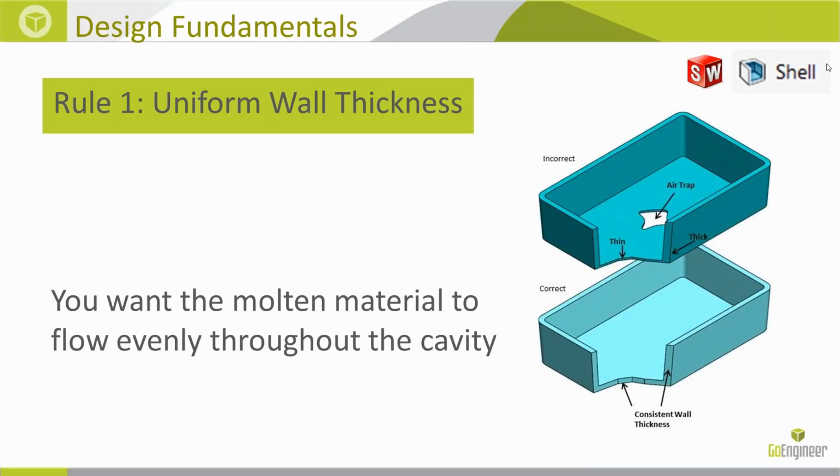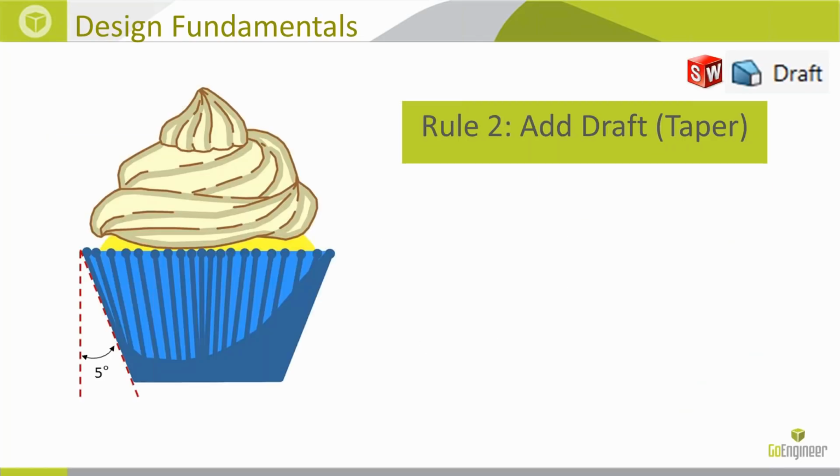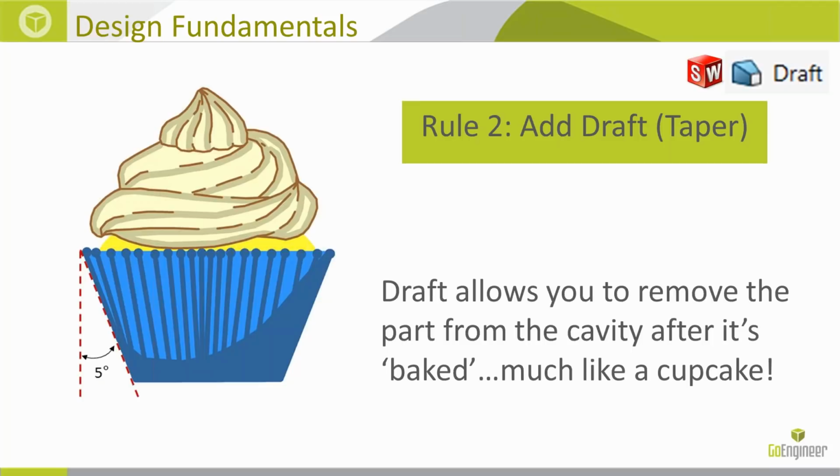So the next tool is adding drafts or taper. If you're not familiar with that term, I have this image of a cupcake because it clearly explains what's happening. If you're baking a cupcake, the side walls are drafted or tapered. The reason this is done is because once the cupcake is baked and cooled, you remove it from the mold. Without that taper, you're going to have a hard time removing it and you'll have cake left on the sides. So the draft allows you to remove the part from the mold easily.